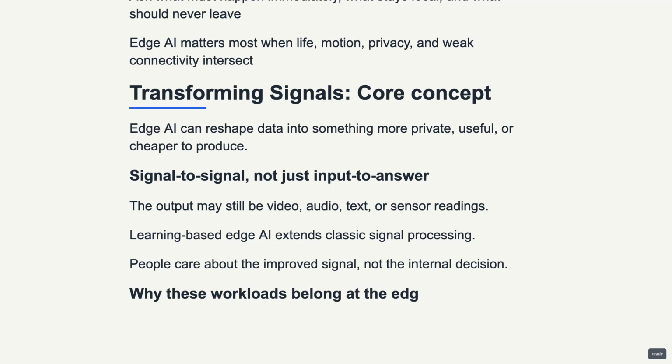These workloads belong near the source because the signal is already there and the cost of moving it can be high. Latency, bandwidth, privacy, and reliability all become part of the design problem as soon as the data has to leave the device.